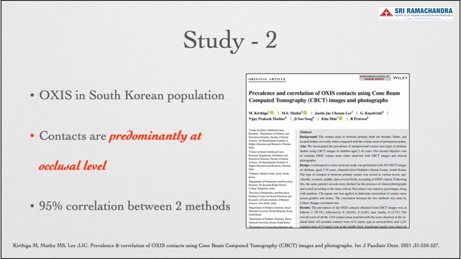The next study was again on OXIS contacts, done on CBCT images, but this time in a different population, the South Korean. An important conclusion of this study was that the contacts are present predominantly only at the occlusal level, which is in contrast to our traditional information, which says that the contacts are broad, flat, and situated gingivally. Further, in this study, we also compared the contacts using CBCT images and clinical photographs, and we found a 95% correlation.